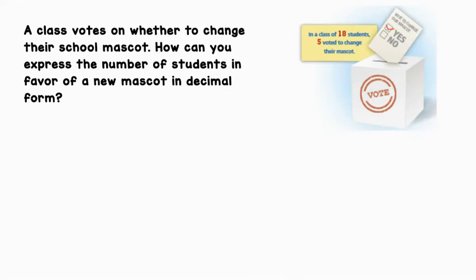A class votes on whether to change their school mascot. How can you express the number of students in favor of a new mascot in decimal form? Well, to the right, it says in a class of 18 students, 5 voted to change their mascot. So we can write 5/18ths to represent this group of students. In order to convert this to a decimal, we are going to rewrite this as 5 divided by 18.